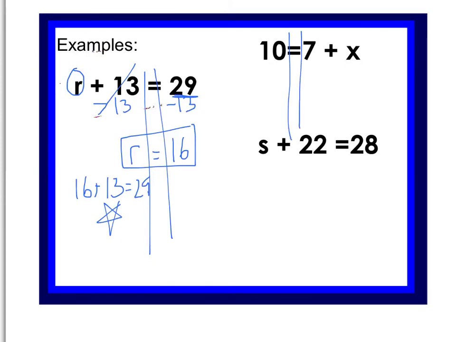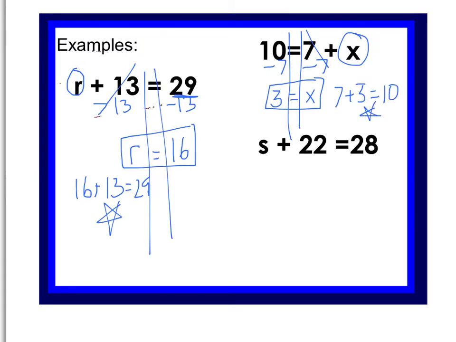Here this looks a little bit backwards, but I'm still going to circle my variable and say I've got x added with 7. So I'm going to do the opposite of plus 7, which is minus 7. And it's okay to go backwards when you have addition because addition can be in any order. I could have rewritten this as x plus 7 and it would mean the same thing. So these 7's cancel out, and 10 minus 7 equals 3. On the right-hand side, I just have x left. Check my work. 7 plus 3, it does equal 10. So I'm good to go.